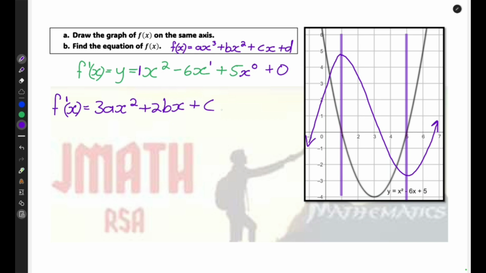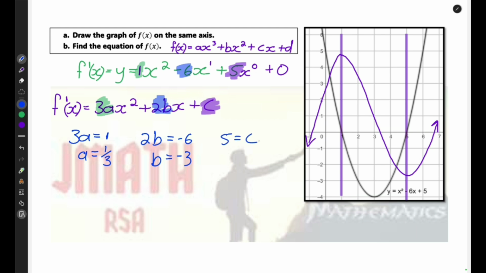Now I'm just going to link up all the corresponding parts that go together. So 3a goes with the 1, 2b goes with the minus 6, and then c would be 5. To solve this, 3a must be equal to 1, and therefore a is equal to a third. 2b must be equal to minus 6, and therefore b is equal to minus 3. Then 5 is equal to c. So therefore, my original purple equation I can rewrite as 1 over 3 x cubed minus 3x squared plus 5x.